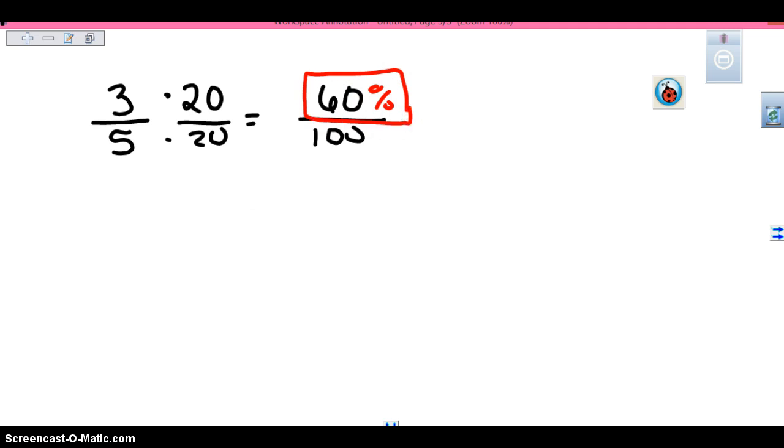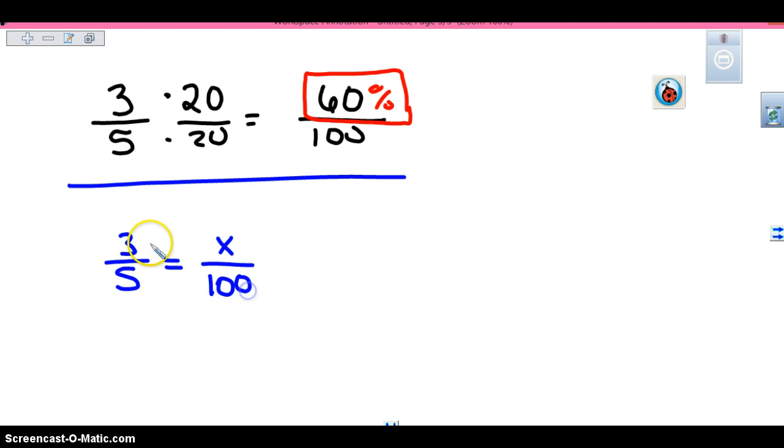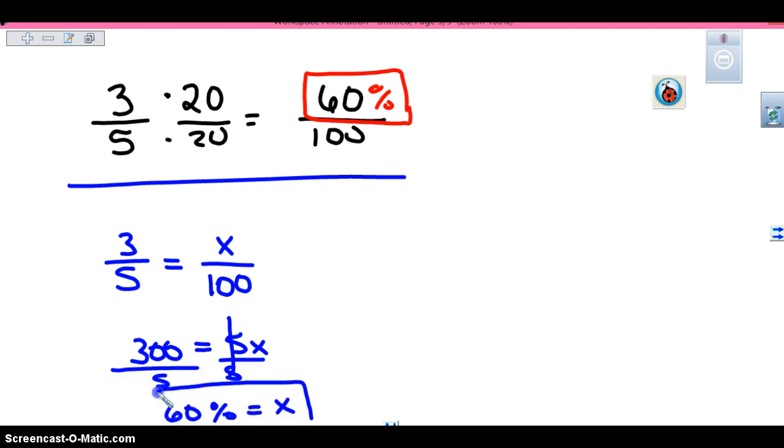That is one way. Another way of changing 3/5 to a percent would be setting up a proportion and saying 3/5 is equal to x over 100. We cross multiply, we get 300 is equal to 5x. And if we divide by 5, 60 is equal to x, and that would be our percent.